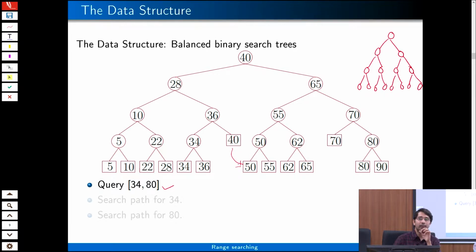What I will do, I will first start traversing from the root and look for a split node. What is a split node? A node whose value is inside this query range. Here in this example, what is the split node? If I traverse from the root, 40 is the split node. So one path goes in this direction, the other path goes in this direction. So 34 goes here and 80 goes here.